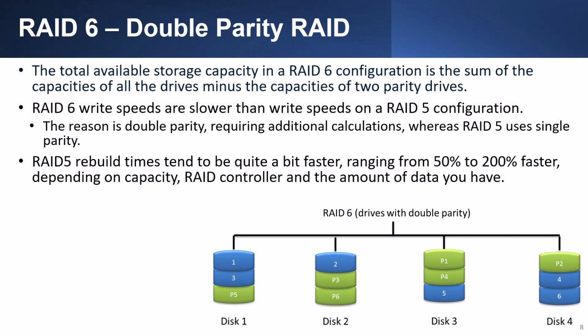The total available storage capacity in a RAID 6 configuration is the sum of the capacities of all the drives minus the capacity of 2 parity drives. RAID 6 write speeds are slower than write speeds on a RAID 5 configuration. The reason is double parity requires additional calculations, whereas RAID 5 uses single parity. RAID 5 rebuild times tend to be quite a bit faster, ranging from 50 to 200% faster, depending on capacity, RAID controllers, and the amount of data you have.